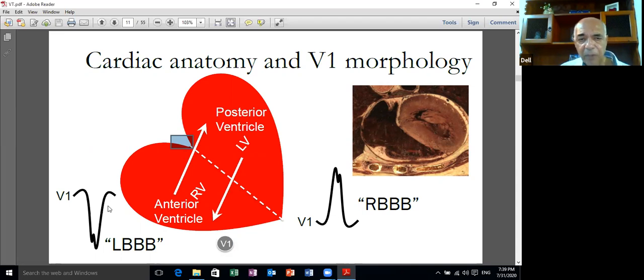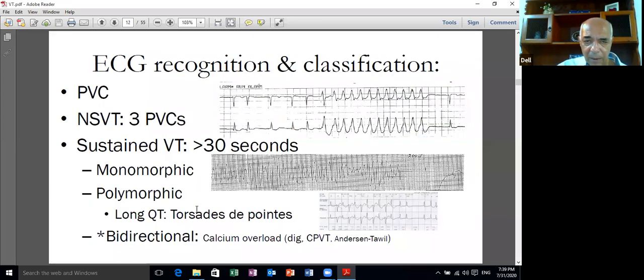If you have a posterior ventricular origin of the tachycardia, free wall, or an exit from the septum towards the left side of the heart, then you will get a right bundle branch block pattern, that's a positive deflection in V1. So this is the first step in localizing the origin of the tachycardia.